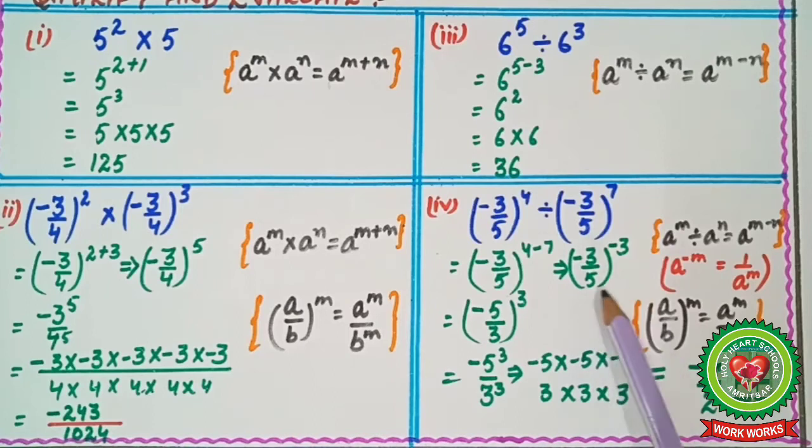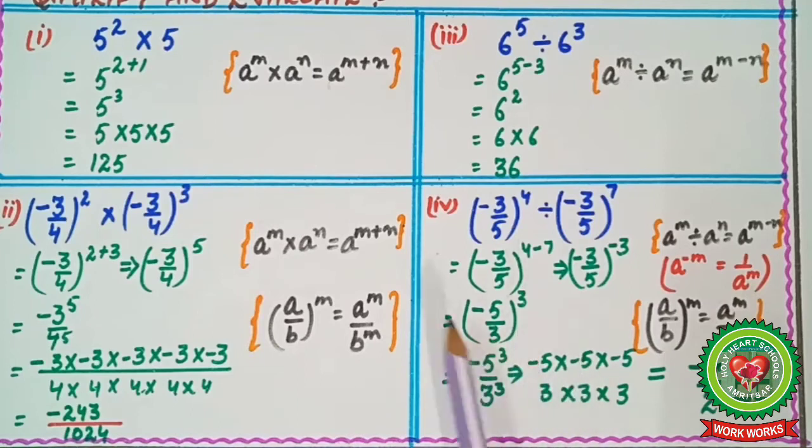And you know that a minus sign can never come in the denominator, so you will keep the minus sign up. So 5 will go up and 3 will come down. So you will have the reciprocal of -3/5, that is -5/3, and the power will become positive according to this rule, right?